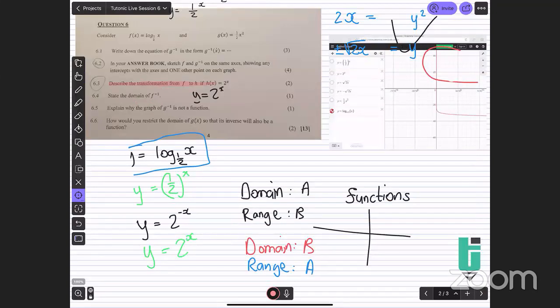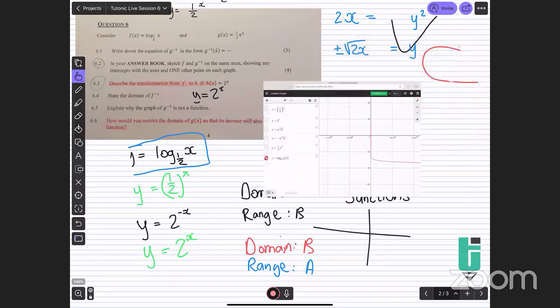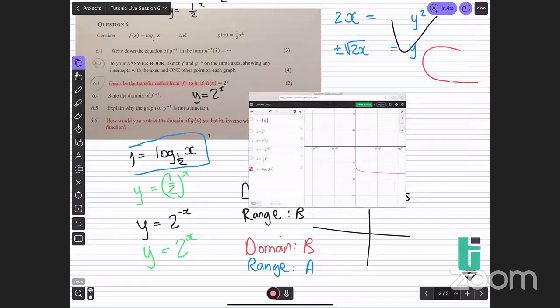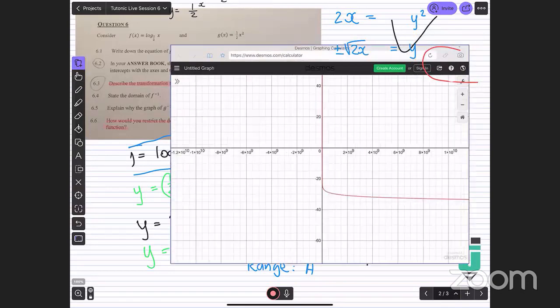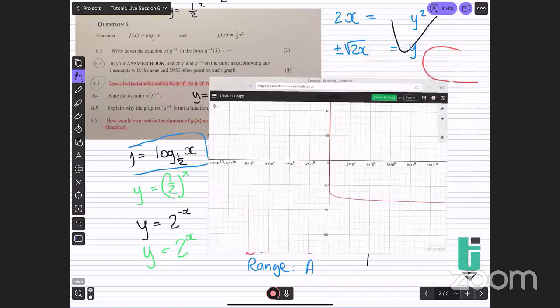What's the domain of the exponential graph? X is an element of the real numbers. Right. Explain why g minus 1 is not a function. We spoke about that, right? Vertical line test. How would you restrict the domain so that its inverse will also be a function? We did this in the quiz. You make it greater than the turning point. Yes. What's the turning point? 0. So x is greater than or equal to 0. Good.